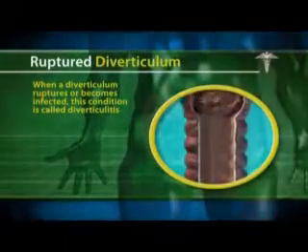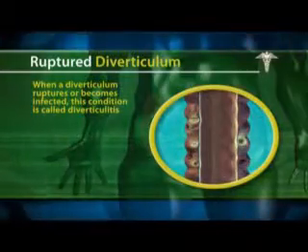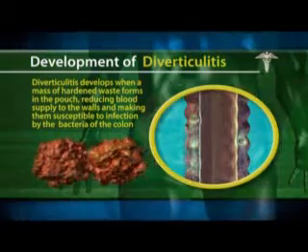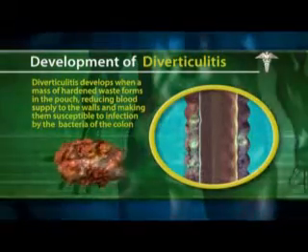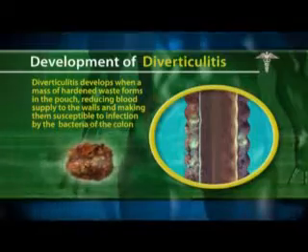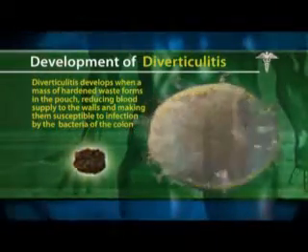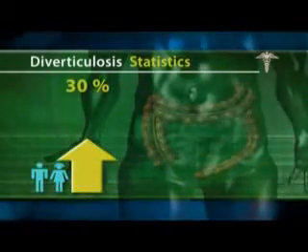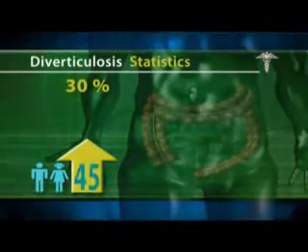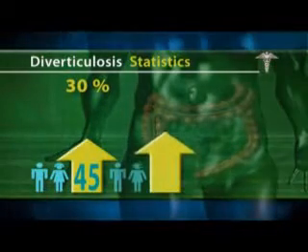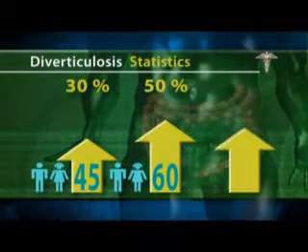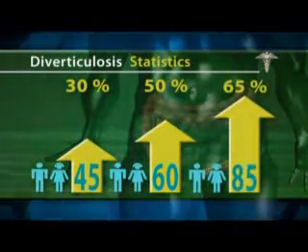When a diverticulum ruptures or becomes infected, this condition is called diverticulitis. Diverticulitis develops when a mass of hardened waste matter forms in the pouch and reduces the blood supply to the thin walls of the pouch, making them susceptible to infection by the bacteria of the colon. It's estimated that 30% of all people over the age of 45 have diverticulosis. At the age of 60, 50% of all people will develop this condition. And by the age of 85, 65% of all people will have diverticulosis.